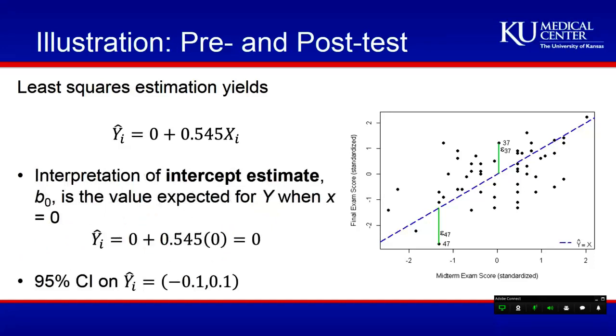When we interpret this intercept estimate, so B0, which is the value of y when x is equal to 0, it's also pretty straightforward. It's just plugging in x equals 0 to figure out what we would expect y to be. So in this case, it would tell us what we could expect a student who scored average on the pretest, how would they score on the post-test. And since that intercept is 0, they're expected to score about 0.